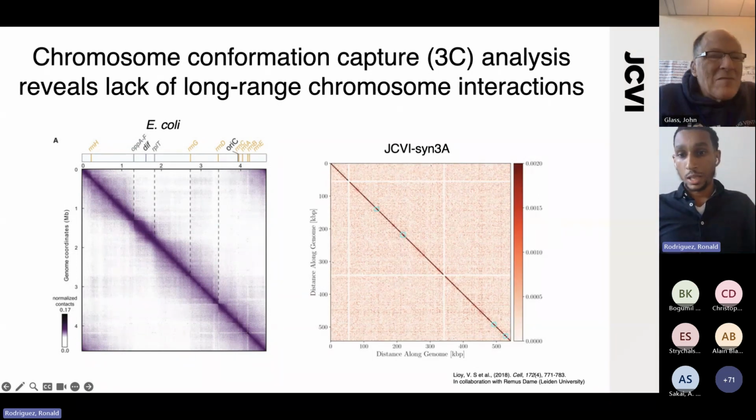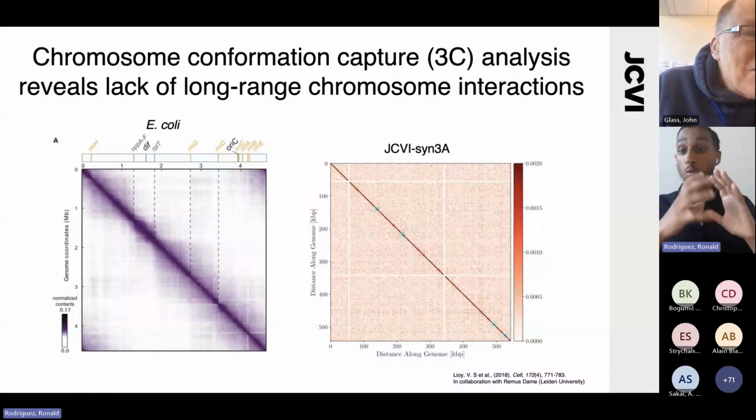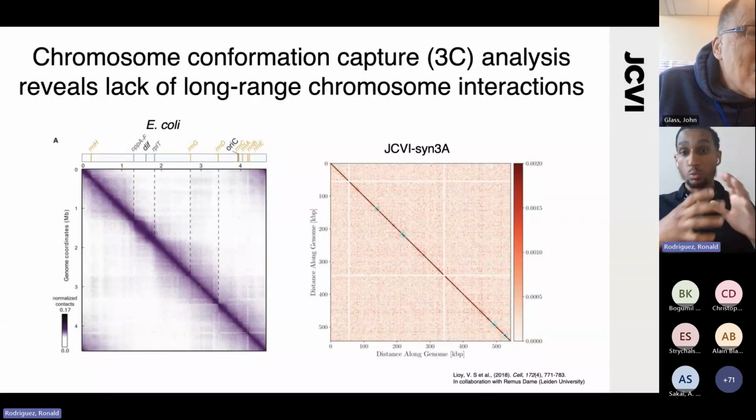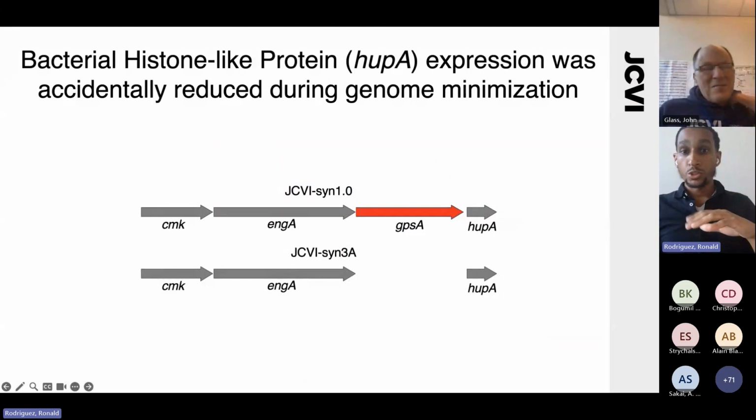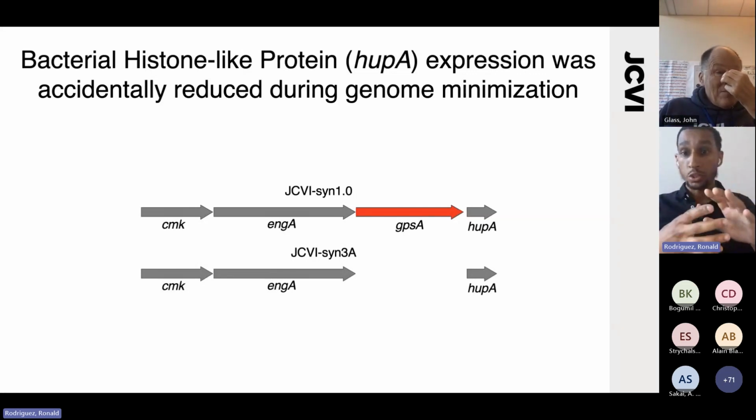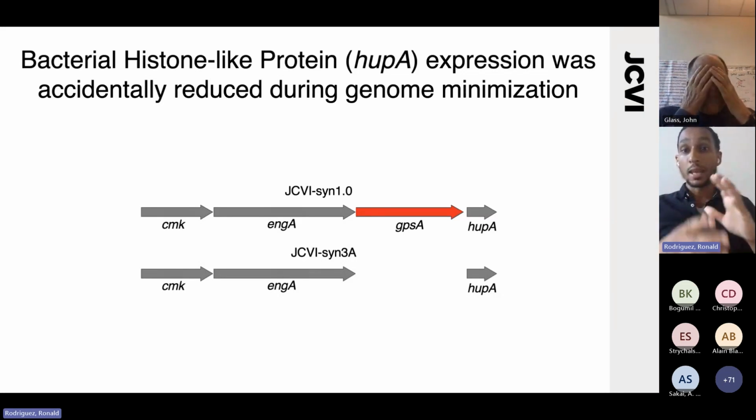When this experiment was done in collaboration with Remus Dame in the Netherlands, to our surprise, we did not see any chromosome contacts in our Syn3A minimal cell, which was very surprising. If you take a closer look at the genomes of Syn1 and Syn3A, both have this gene called HUP, which encodes a bacterial histone-like protein. HUP-A, which is present in many different bacterial species, can bend DNA and can relieve negative supercoiling. The effect of this interaction is that you can significantly influence which genes are expressed at any given time in a cell.